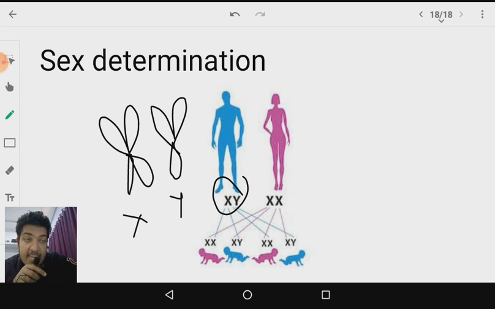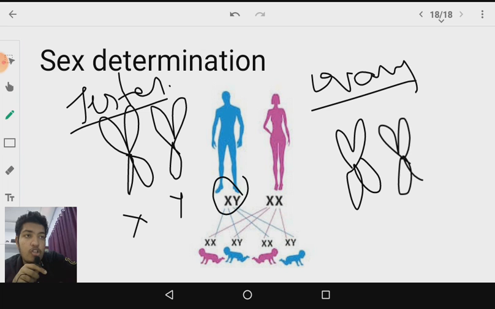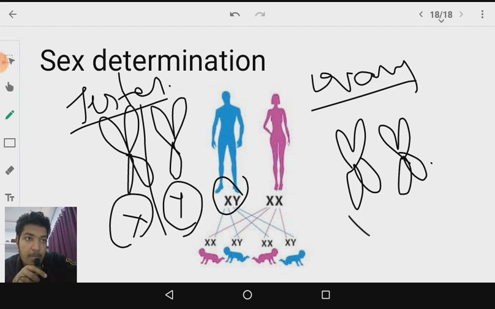This is seen in the testis. But in the ovary, you can see only one type of chromosome, that is this. All chromosomes are of the X type. So this is undergoing meiosis, right? In both cases it is going to undergo meiosis, so only one can get into the gamete. Either it can be X or it can be Y. But here only X can enter into the gamete.